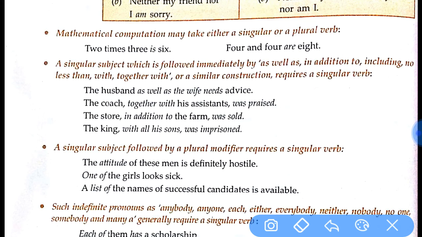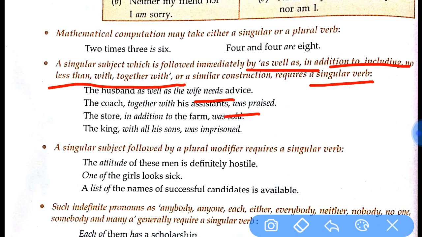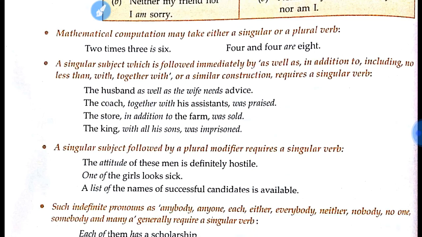The next rule is a singular subject which is followed immediately by as well as, in addition, including, no less than, with, together with. All these words, what will we use? Singular verb. All these require a singular verb. The husband as well as the wife needs is the verb. To catch together with his assistant was is a singular form. So with all these words, singular form is used.